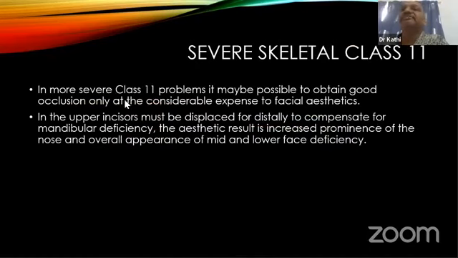Okay. So in severe class 2 problems, it may be possible to obtain good occlusion, but only at the considerable expense of facial aesthetics. So is this what you want to do? The upper incisor must be displaced so distally to compensate for the mandibular deficiency. The aesthetic result is increased prominence of the nose and overall appearance of mid and lower face deficiency. So you make other parts more unaesthetic.